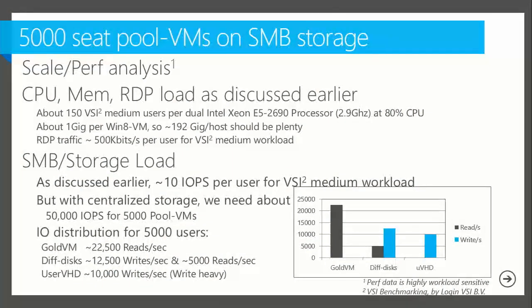In terms of the CPU, MEM, and RDP, there's no difference. What we discussed earlier is the same. The VDI traffic is the same, 500 kilobits per second for the medium user, and 150 VSI medium users per E5 2690 processor. But the storage dynamics now change. Even though it's 10 IOPS per user, now we've got 50,000 IOPS for 5,000 pool VMs. And the distribution looks the same, but the key point is that the I/O load on your central storage is significantly higher.